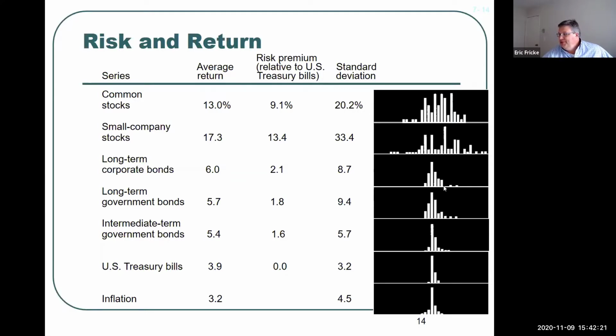And that distribution, the width of that curve, if you will, the bell curve, is our standard deviation, basically. The other thing I want to point out to you is inflation at the very bottom. The average is about 3.2% per year. And so you can kind of see, right?